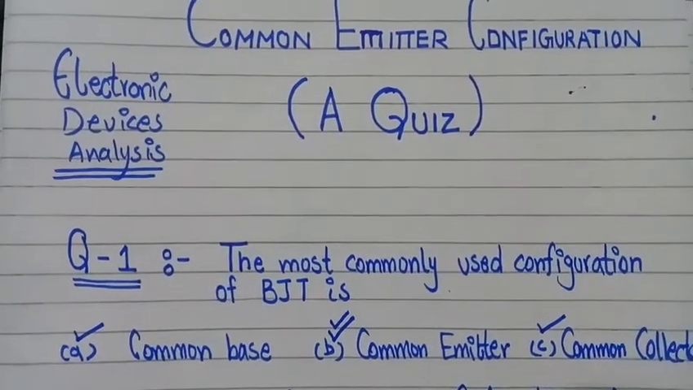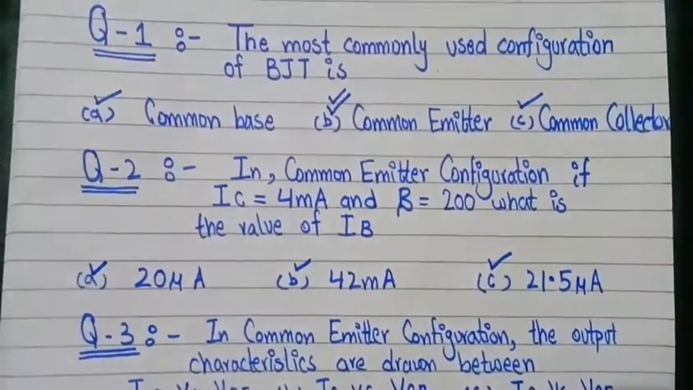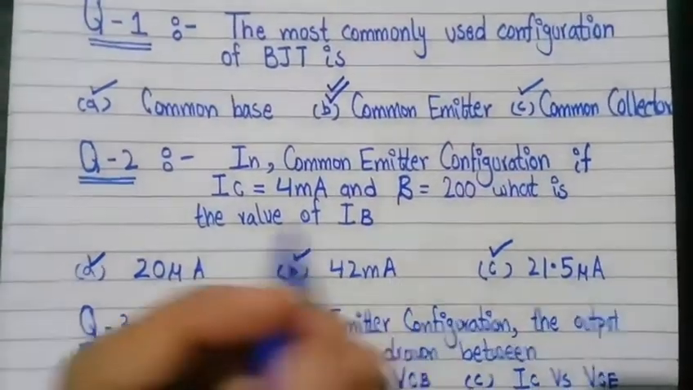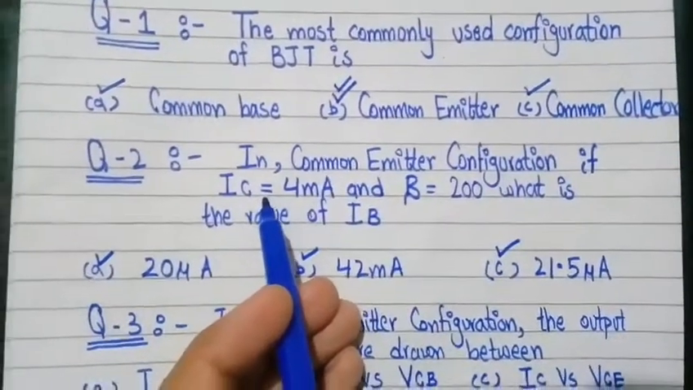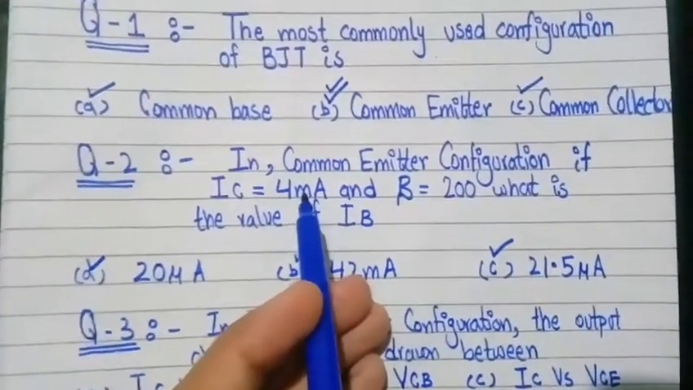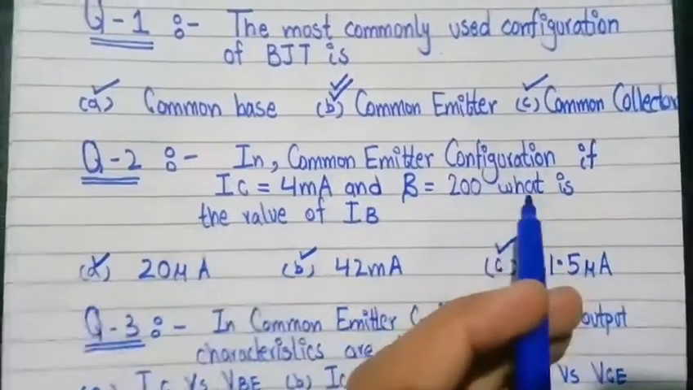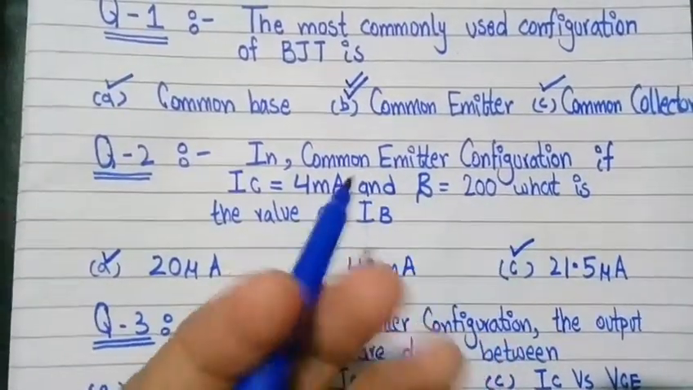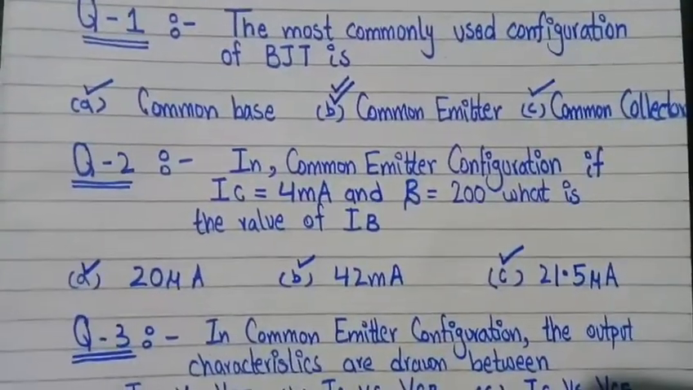So guys, let's move to the question number 2. So guys, this will be our question number 2. The question number 2 is, in common emitter configuration, if the collector current is equal to 4 milliamperes and the amplification factor beta is equal to 200, then what will be the value of IB? So guys, let's solve this on a separate sheet of paper.